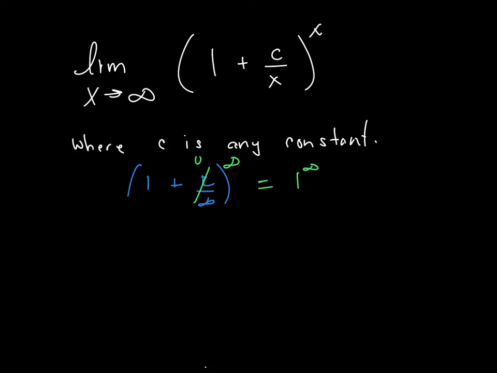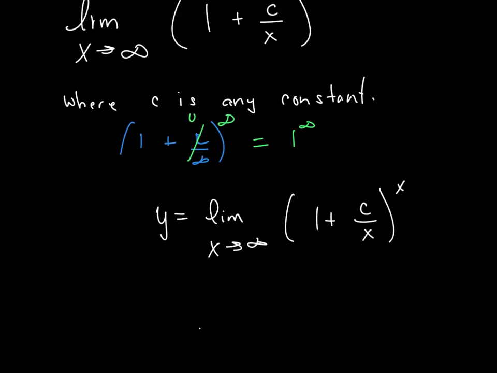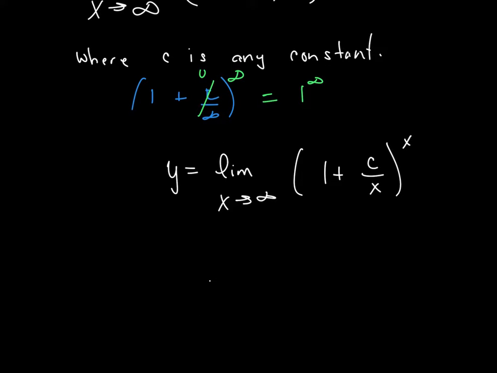So we now want to write this as y is equal to the limit as x approaches infinity of 1 plus some constant over x raised to the x. And now we're going to use this idea of taking the natural log of both sides. So on the left, we just have the natural log of y.